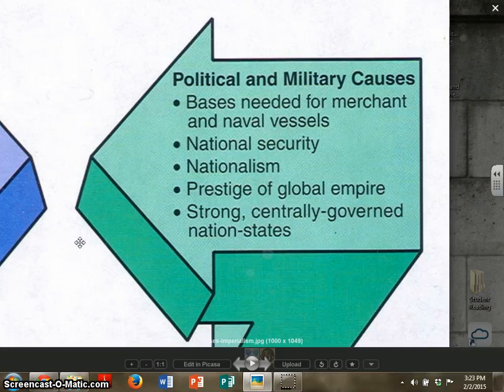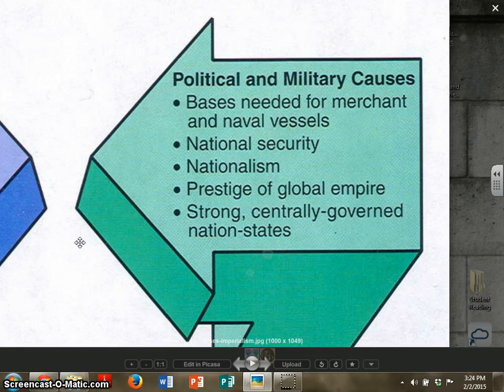Cause number two: as they're looking at all these economic areas of interest, they also want to control them politically and militarily. They're setting up bases with merchants, and then these merchants are complaining that they don't have any protection from their country, and so they're sending a naval fleet, ships, to protect their citizens. They're looking at this as a national security issue, as a prestige of global empire that they're starting to create, and as nationalism, pride in one's country, which has been a vocabulary word before. And so they're establishing these big, huge global empires all over the world.